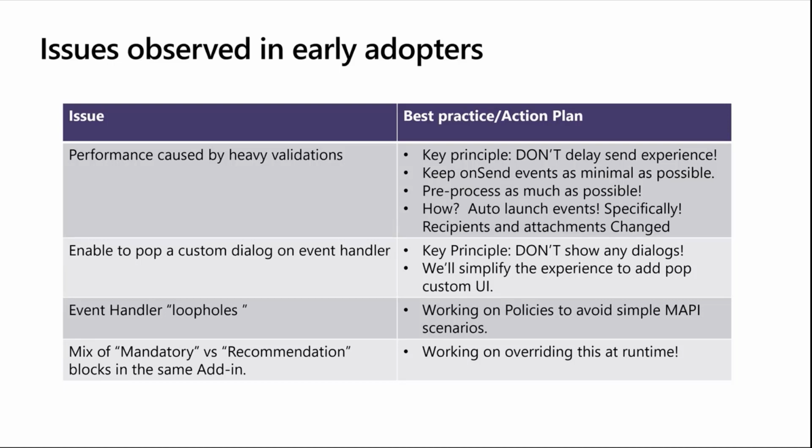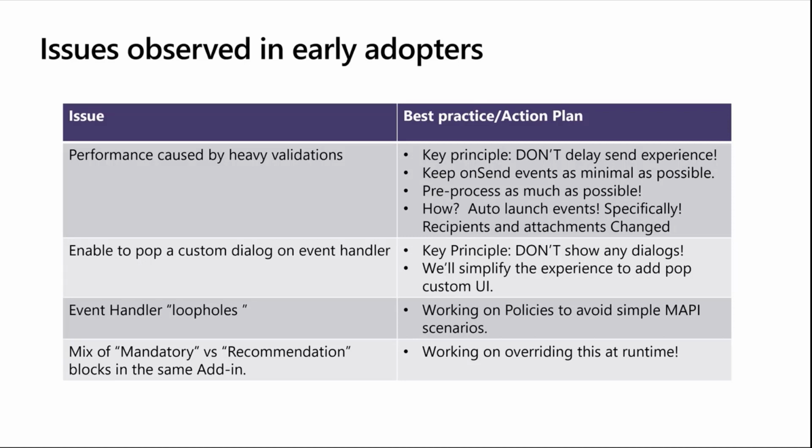In many cases, they have distribution lists that have 500 users, and so it takes time to validate user by user. Or, for example, the email has 10 heavy attachments, and I want to encrypt all the attachments. They're doing that on the on-send event. And that's obviously possible technically, right? But we believe that we should not delay the send experience. We should minimize at all costs the time spent on the send event.